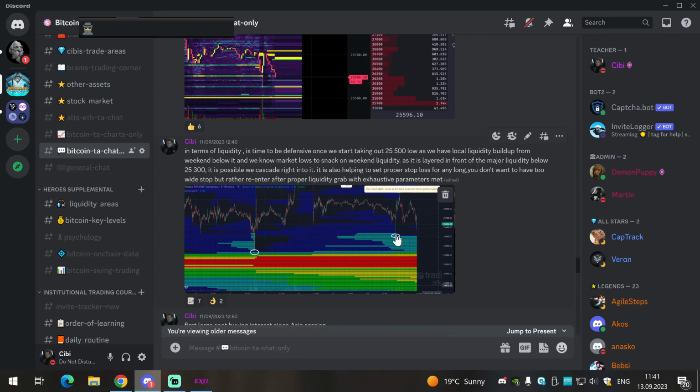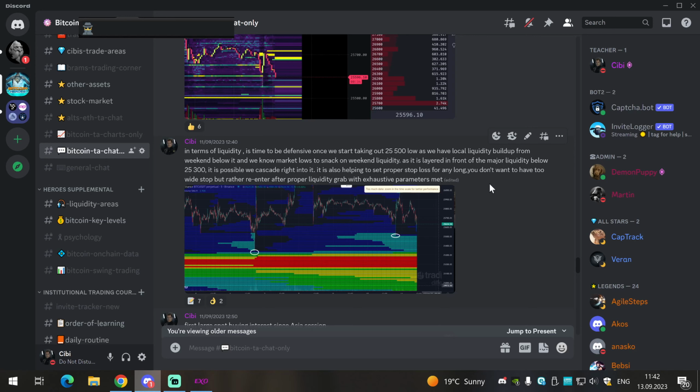But the super important post is coming here, and this comes from your overall knowledge of context and liquidity and so on. So I said, in terms of liquidity, it's time to be defensive once we start taking out 25,500 low, as we have local liquidity build up from weekend below, and we know market lows to snag on the weekend liquidity. That's based on my statistics and backtesting, and should be same for you. As it is layered in front of the major liquidity below 25,300, it is possible we cascade right into it.